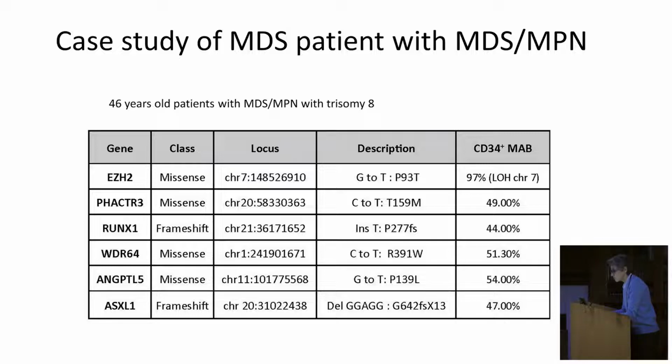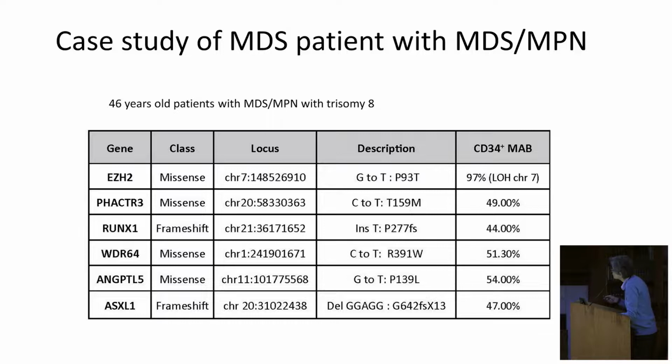So another patient that we followed up is MDS with myeloproliferative neoplasm. It is a patient with trisomy 8, and most of the cells analyzed were positive. We did again an exon sequencing.